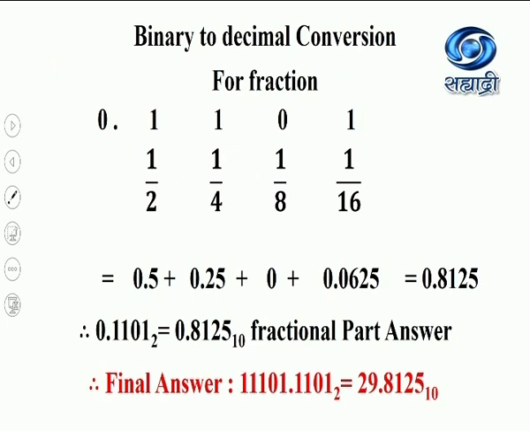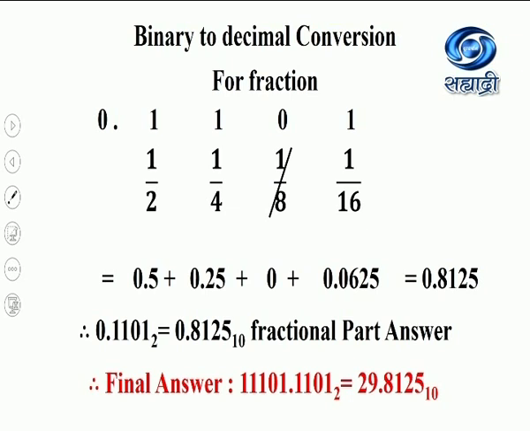Okay, let us solve for the fractional part of the example. Here 0.1101. For each bit, we have written the positional weight, and again we are going to cancel out the positional weight for the 0 bit. By simplifying all these positional weights, we get the answer as 0.8125. So the fractional part of the binary number, that is 0.1101, is equal to 0.8125 in decimal. So this is the fractional part answer.